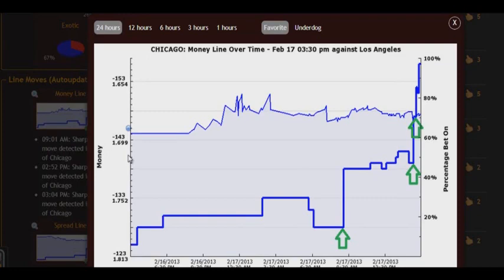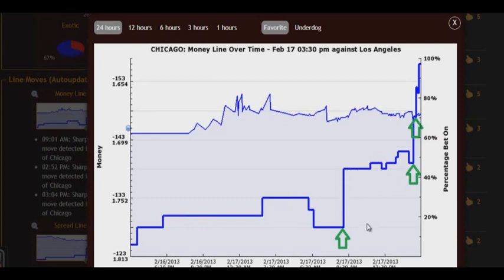Favorites in the American system are with a minus sign, underdogs with a plus sign. This means you need to lay $153 to win $100 if you bet on Chicago. Here, you can see how the Chicago line was changing within 24 hours. It was moving from this part to the right, and there were three signals in favor of Chicago closer to the game. These signals are called sharp money moves, that is, sharp reversals. They're indicated here by green arrows, and that means they're in support of the favorite.